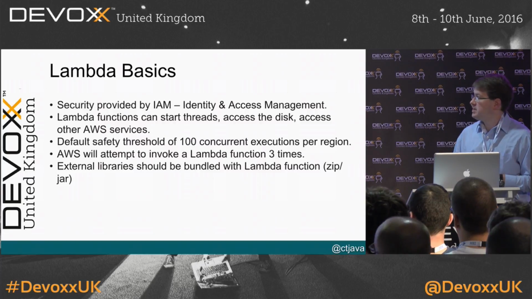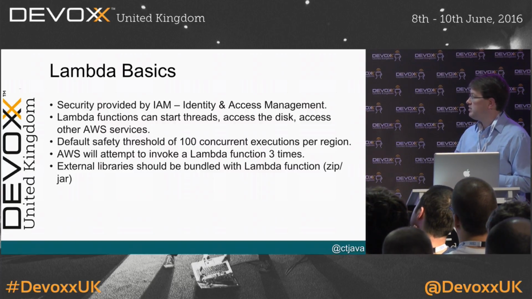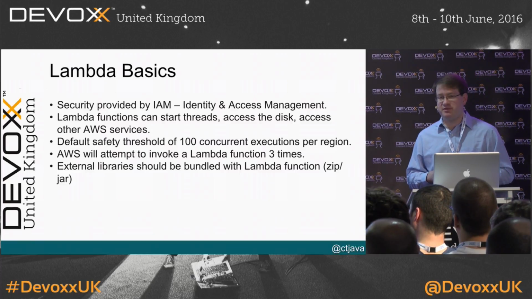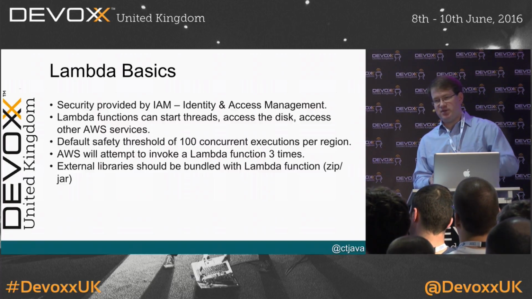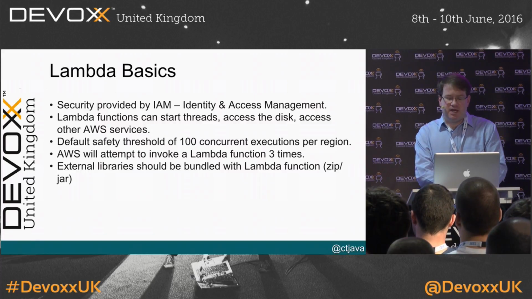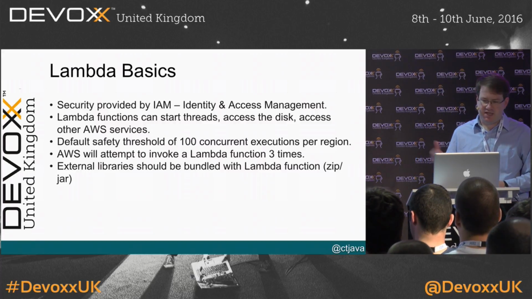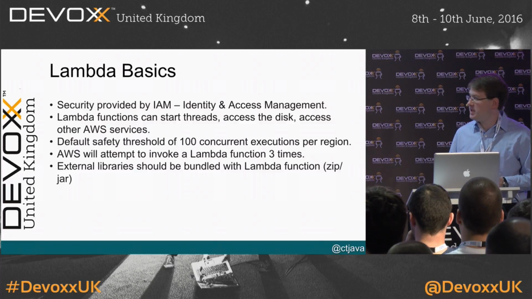As I mentioned, AWS will attempt to invoke a Lambda function 3 times before giving up. And you can bundle external libraries with your Lambda function. So although it's a snippet of code, you can bundle supporting code. In the case of Node.js, you can include the other Node packages with it. With Java, it's obviously third-party Java libraries.